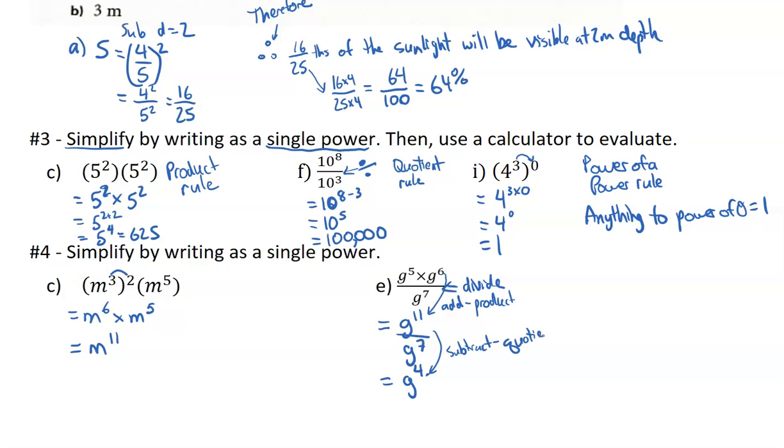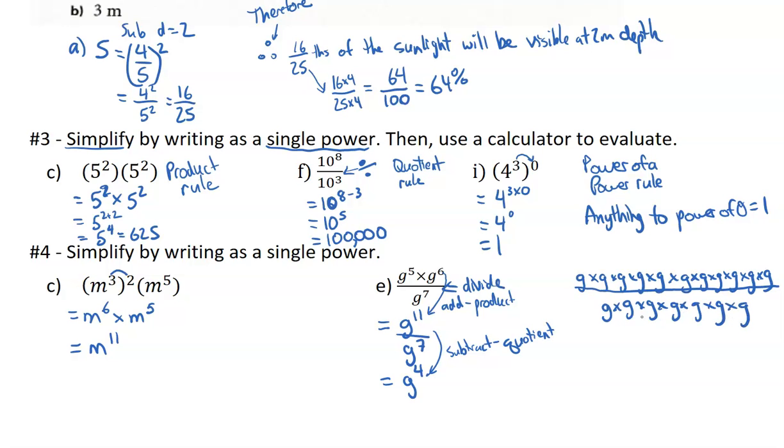Now I want to show you one other way you could have written e that might be helpful. If you write this in expanded form, we could have written this as g times g, 5 g's, because g to the power of 5. It's a lot of g's. And then times g to the power of 6. Now 6 g's: 1, 2, 3, 4, 5, 6. Now g to the power of 7 would be 7 g's: 1, 2, 3, 4, 5, 6, 7. Now I have 7. Now this is known specifically as expanded form.